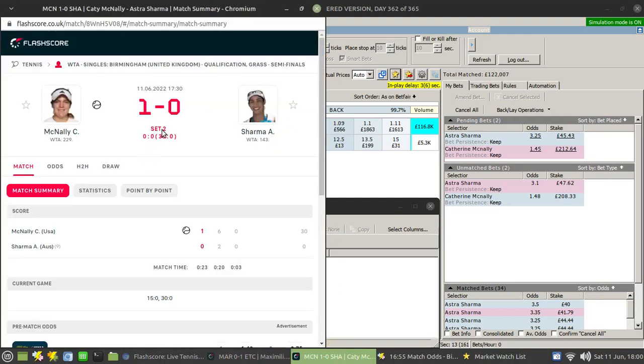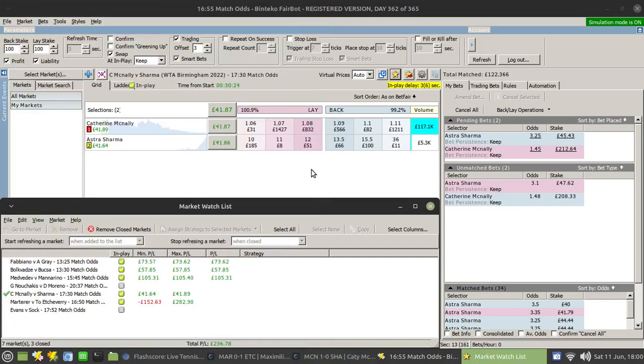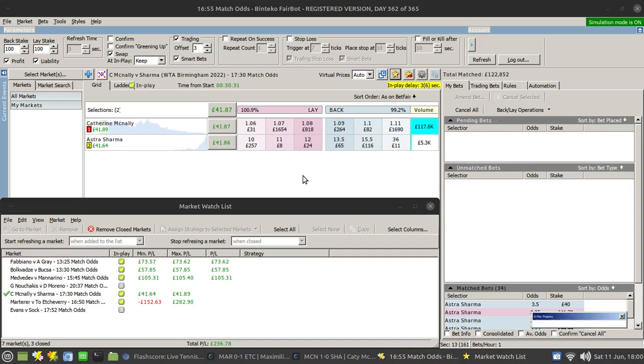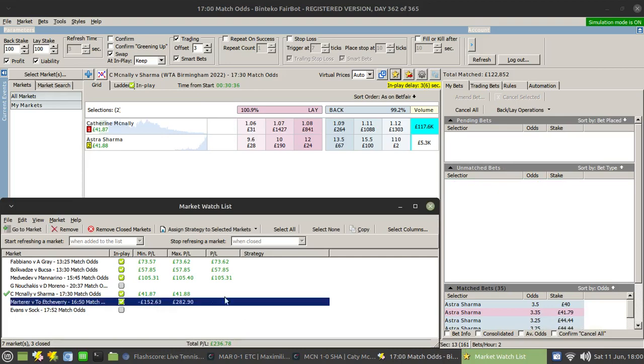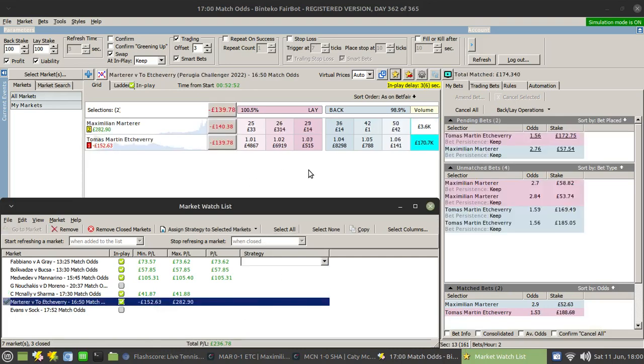The Sharma match is into set 2, just started. McAnally won the first set, 6-2, so she's won quite comfortably. So in actual fact, at this point, I think I would probably just trade out and green up, make sure I've greened up, and leave that there. This one hasn't gone my way. I've not really been watching these markets, to be perfectly honest. I just set them up fairly early on, and occasionally I've gone back in when the bets have all been taken. I've gone and done the same again.